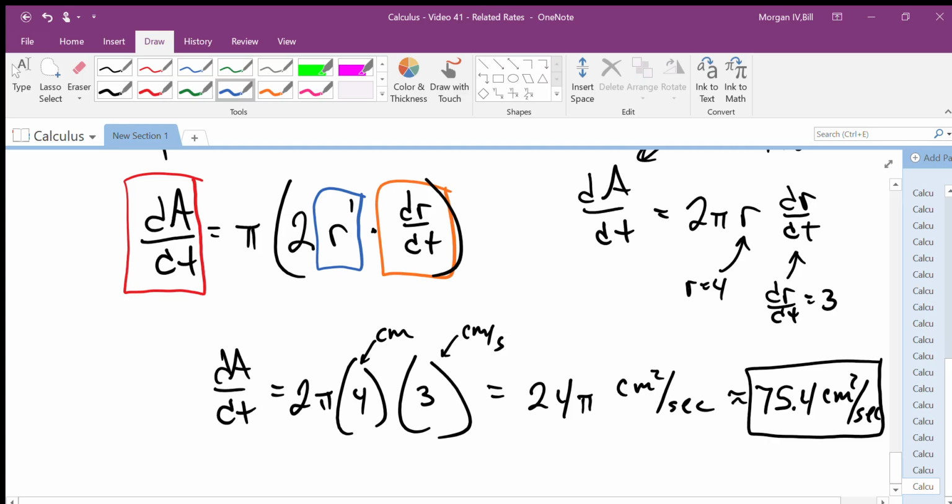So that was kind of the intro into related rates and how two rates are related. The next couple of videos will be more examples of working related rates problems.